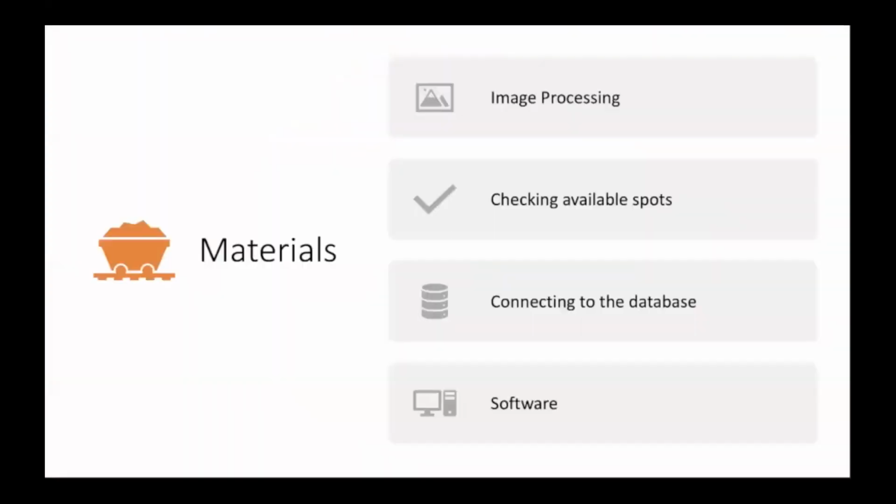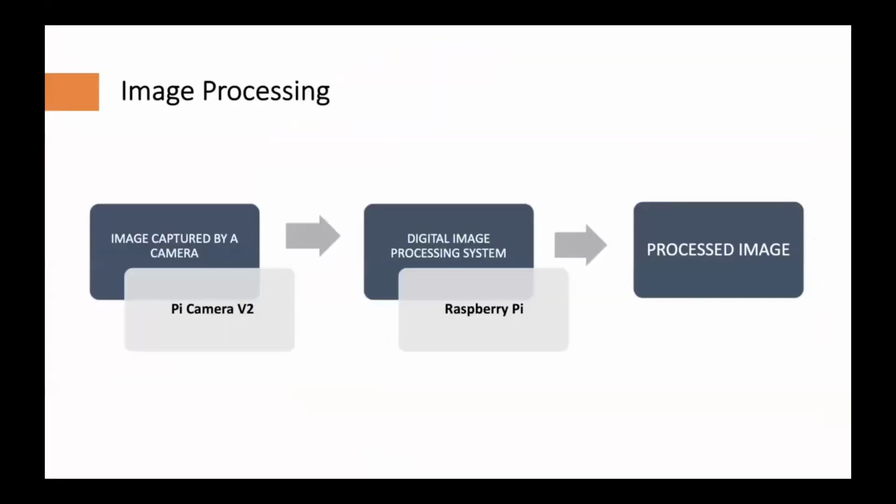The materials are classified into 4 different categories: image processing, checking available spots, connecting to the database, and the software. We know that the basic concept of image processing consists of 3 stages: input, processor, and output. In the input stage, an image is captured by a camera and then sent to a particular system to focus on a pixel of the image that gives its output as a processed image.